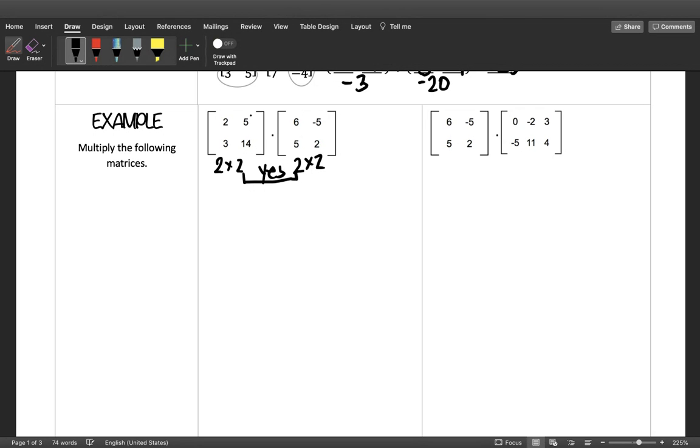Okay, so I'm going to take the first row, first column. So I would do 2 times 6 plus 5 times 5. And I'm going to add those together, and then I'm going to get my first answer. So 2 times 6 gives me 12. 5 times 5 gives me 25. Add both of those together. 25 plus 12 gives me 37.